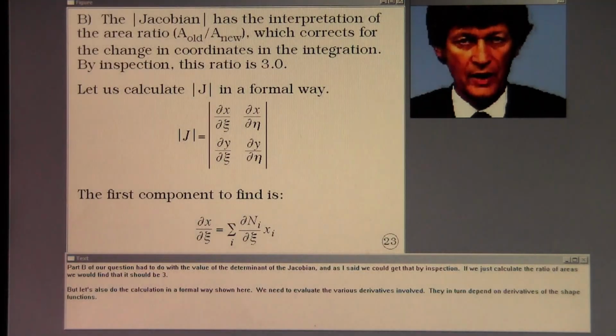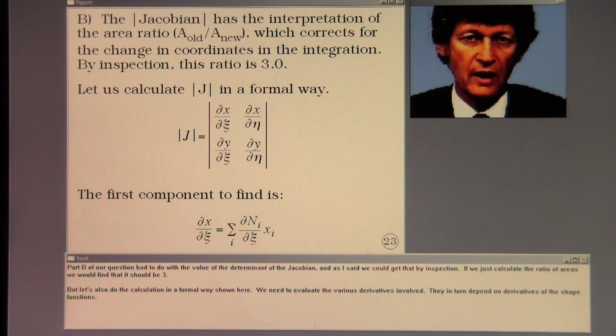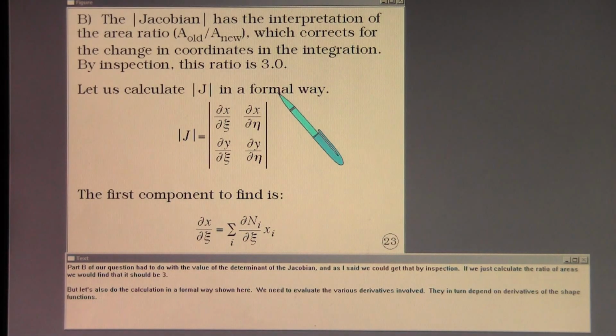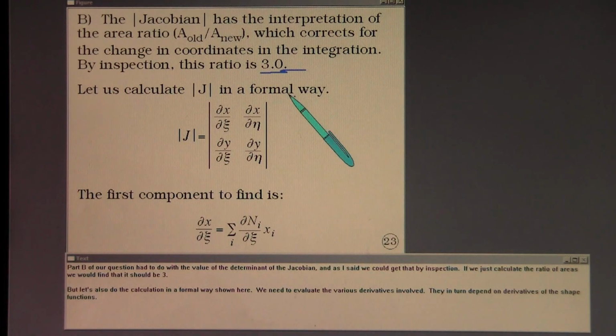Part B of our question had to do with the value of the determinant of the Jacobian. And as I'd said, we could get that by inspection. If we just calculate the ratio of areas, we would find that it should be 3. But let's also do the calculation in a formal way shown here. We need to evaluate the various derivatives involved. They in turn depend on derivatives of the shape functions.